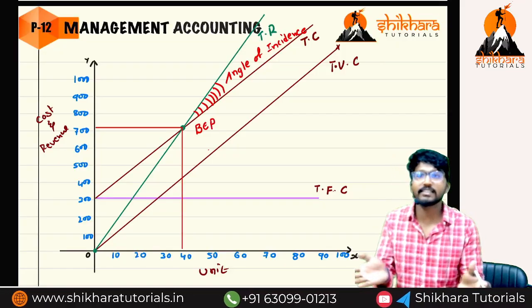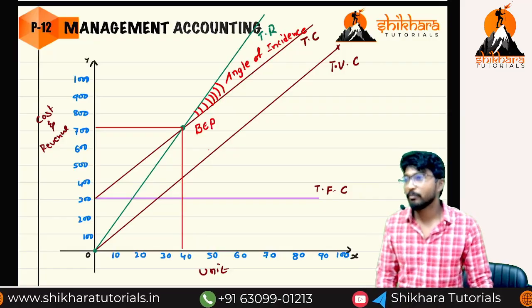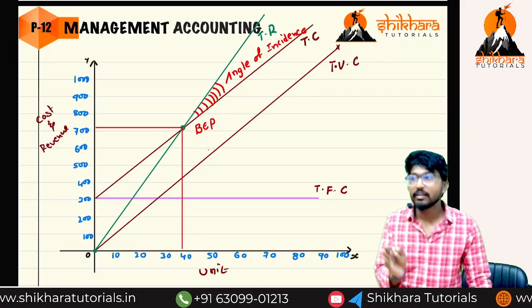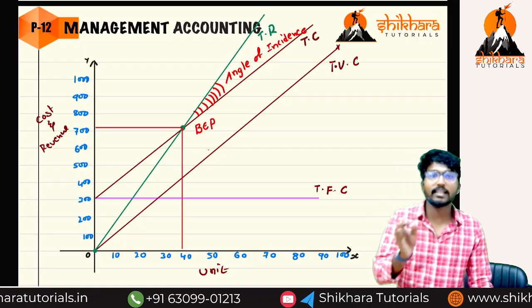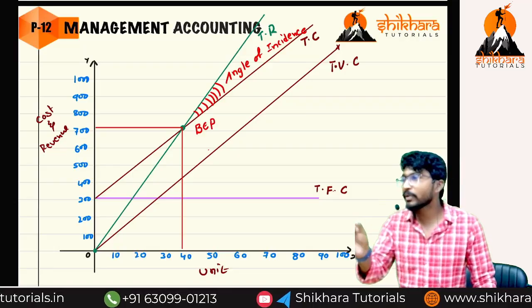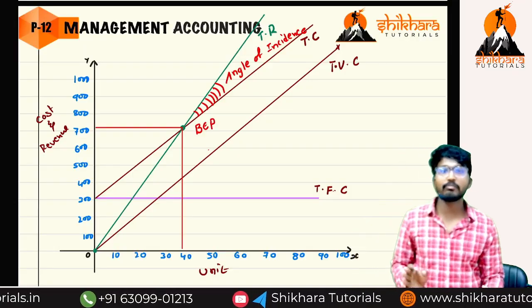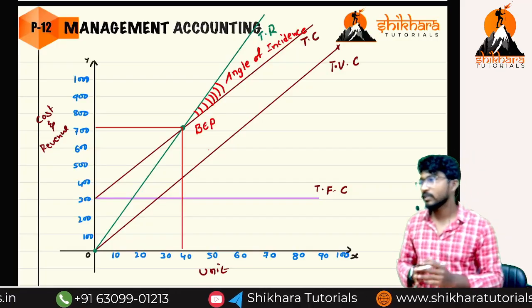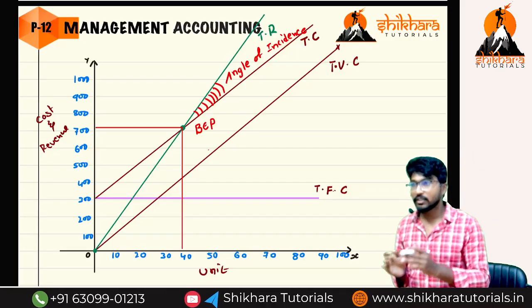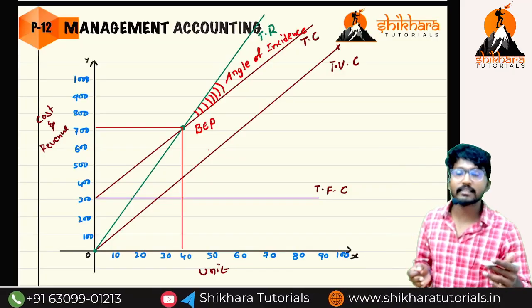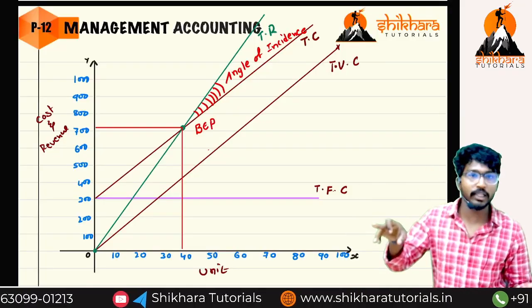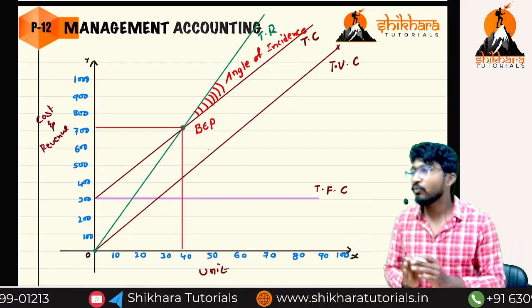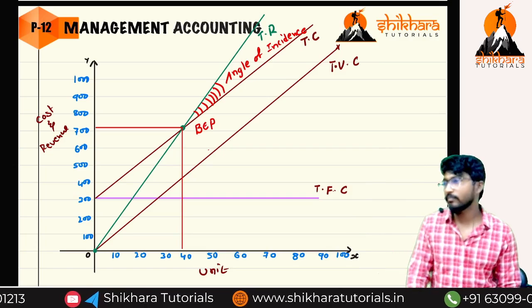Because there is no change in the cost or prices. The break even point only changes when prices change. Whenever prices are changing, only then will the break even point change. If units increase or units decrease, sales increase or sales decrease in terms of units, the break even point doesn't change.